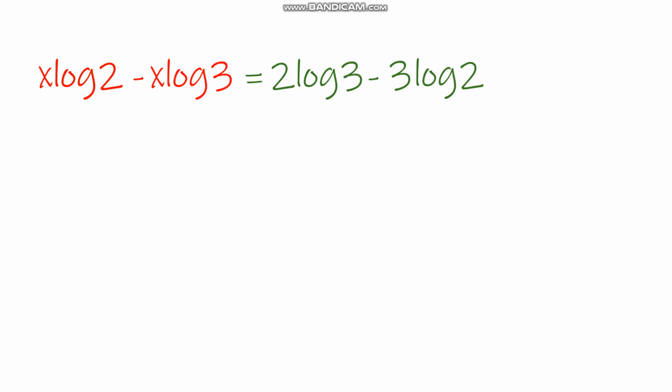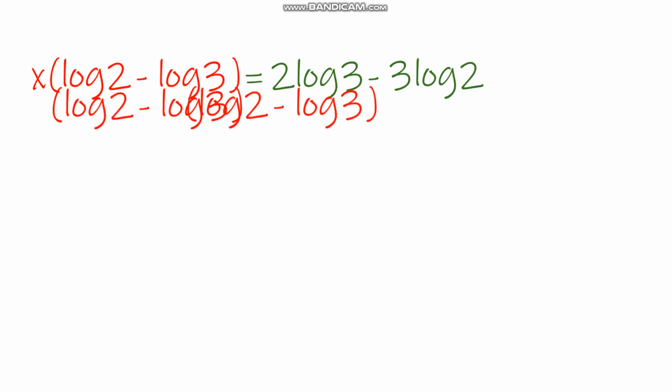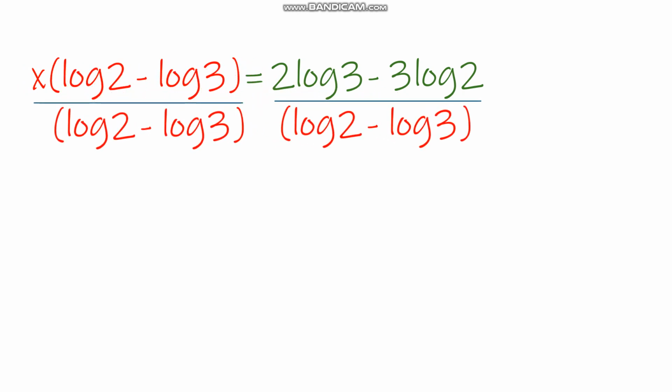The next step is to take out the x. That's the reason why we put together those terms with x, because we want to factor it out. So we're going to factor it out, and what's left is only the log 2 minus log 3. We factor it out because we want to divide both sides by log 2 minus log 3 so that it will be cancelled. The main objective is for x to be alone at the left side. So we're going to divide both sides so that we can cancel that.